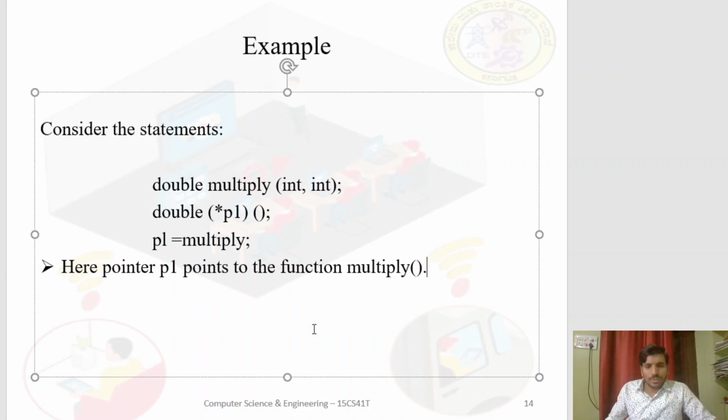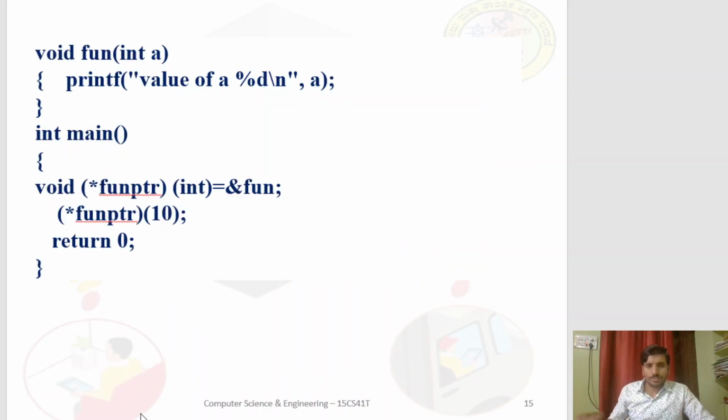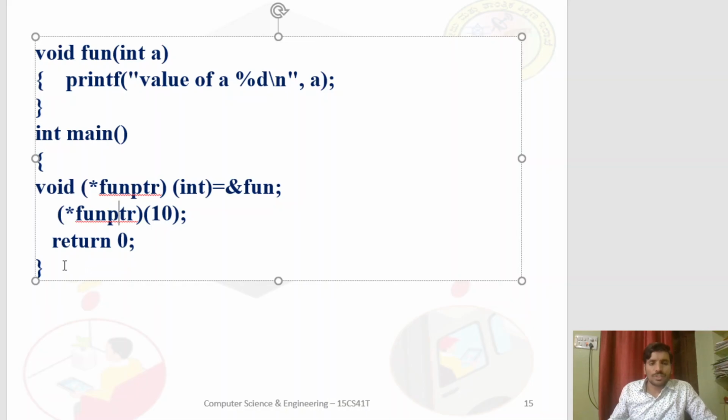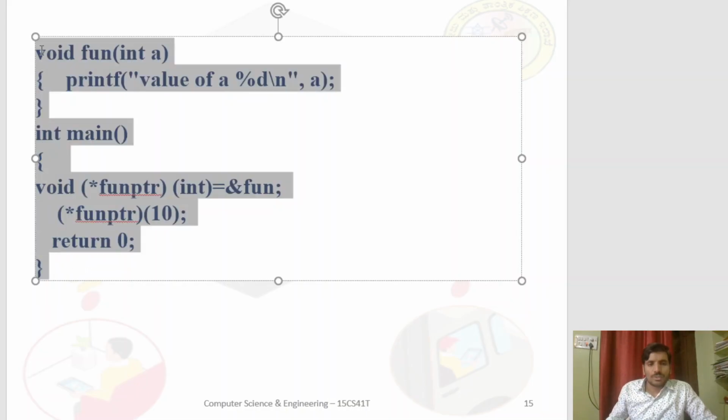To understand it simply, just as a normal pointer holds the address of another variable, in the same way a function pointer will hold the address of the function. Okay, so here is one simple example which explains how a pointer can be used with a function. Let me write this code in the compiler.